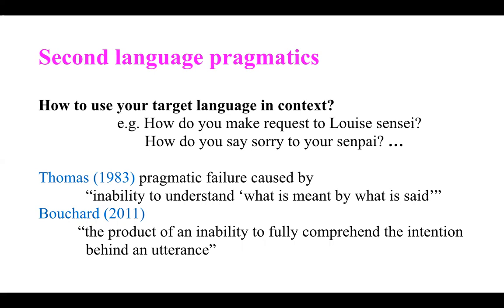According to Thomas, pragmatic failure is caused by an inability to understand what is meant by what is said. Bouchard explained this as pragmatic failure, the product of an inability to fully comprehend the intention behind an utterance. So sometimes in people's conversations, there are hidden meanings behind utterances. If you don't notice them, you might fail in communication, and someone might judge you as an uncommunicative communicator. So it is very important to explore.